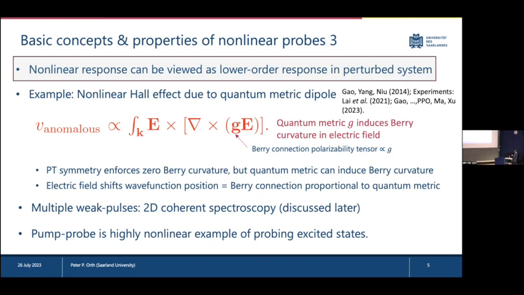And pump-probe, of course, is a highly nonlinear example of this, where you dump a lot of energy and you're probing this highly nonlinear, highly non-equilibrium state.